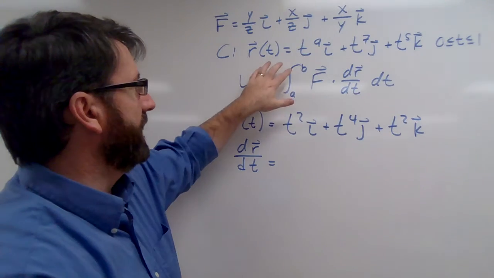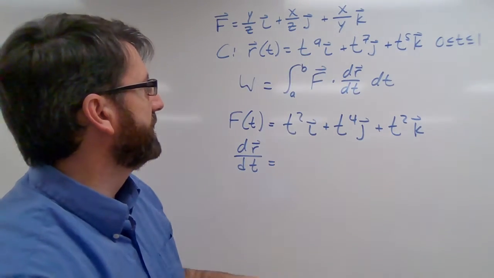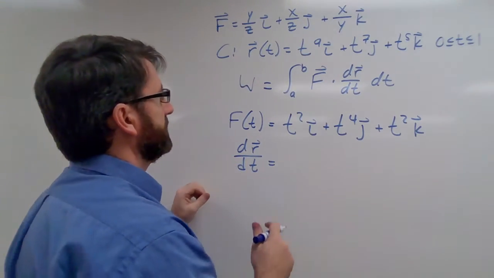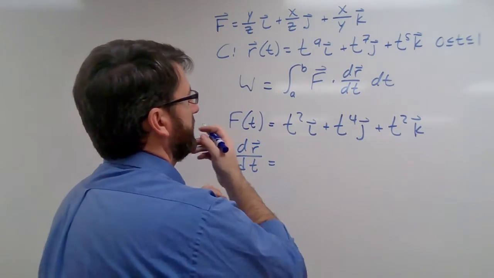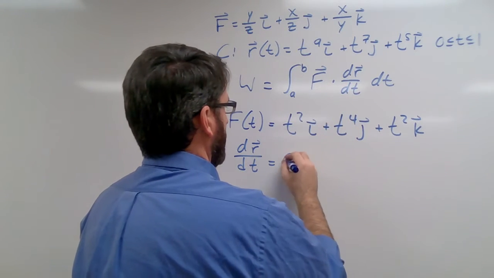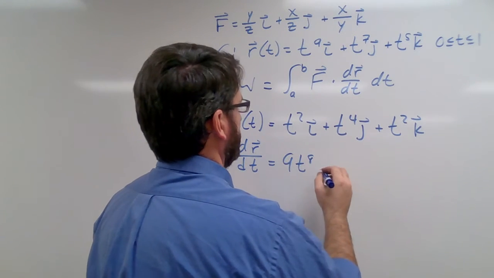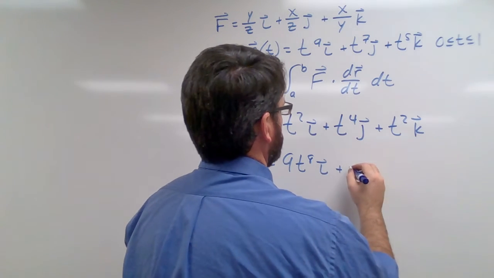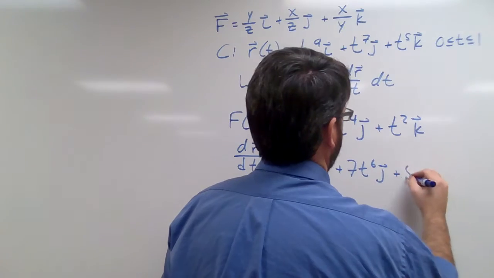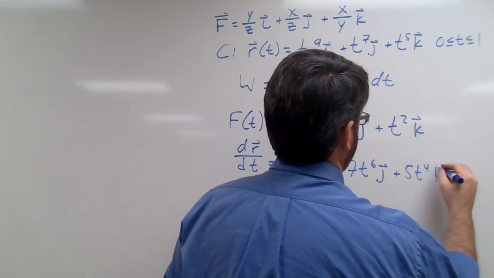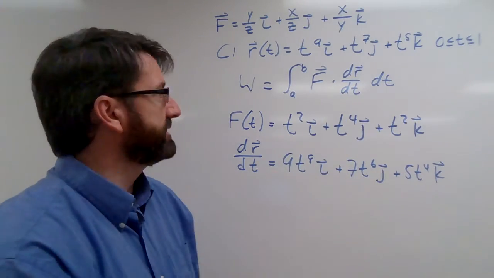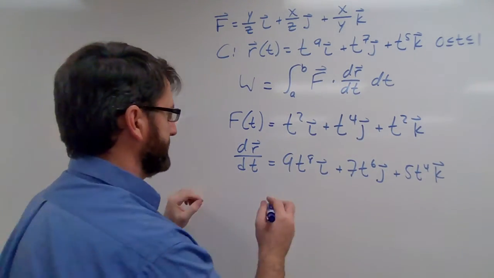All right, now dr dt. That's going to be the derivative of our curve, r of t, which is 9t to the 8th i plus 7t to the 6th j plus 5t to the 4th k. All right, now we take the dot product of this, and then we can integrate that from 0 to 1.